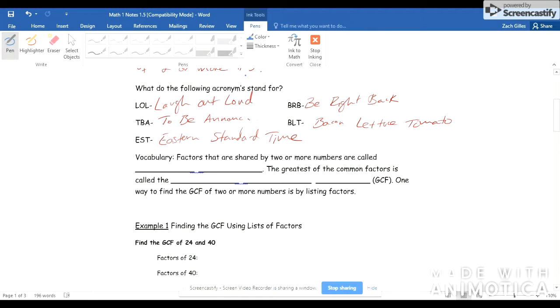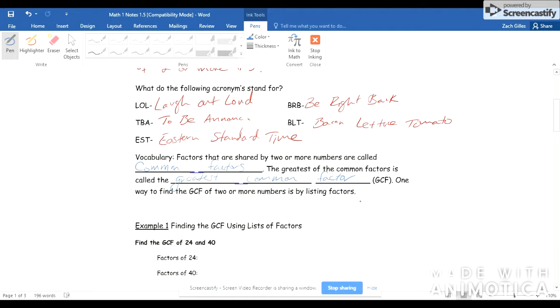It says factors that are shared by two or more numbers are called common factors. The greatest common factor, or the greatest of the common factors, is called the, well, no surprise here, greatest common factor.